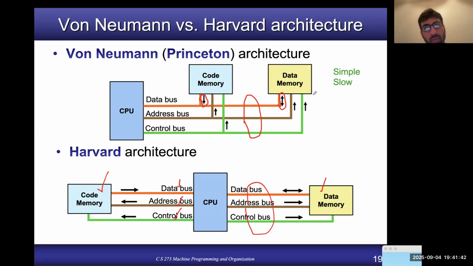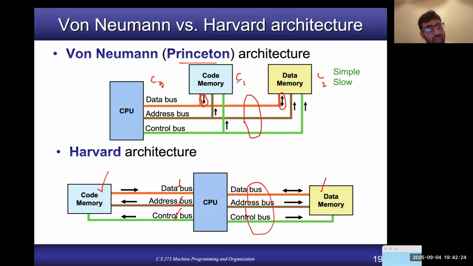Another point which I actually skipped about Princeton architecture is why it is slow. Assume that our code memory, data memory, and CPU are three separate chips, like let's say this is chip 1, this is chip 2, and this is chip 3. So these are three separate chips. If that is the case, then our buses are crossing the chip boundary. So our signals are going from, let's say, chip 3 to chip 2, or from chip 3 to chip 1, which basically means that our signals are traveling across the chip boundaries.